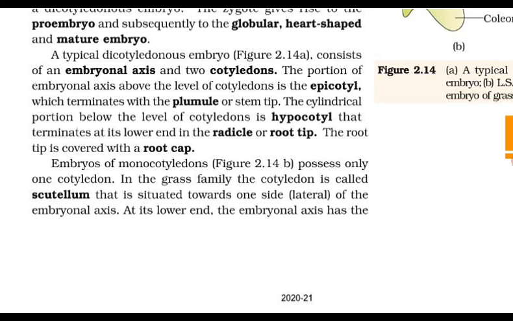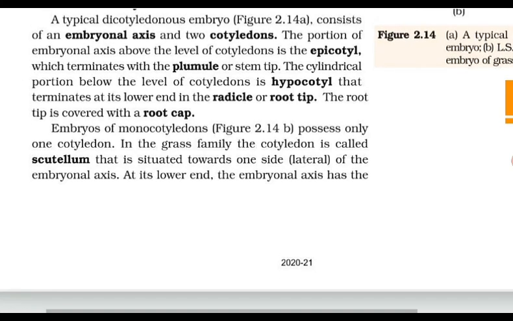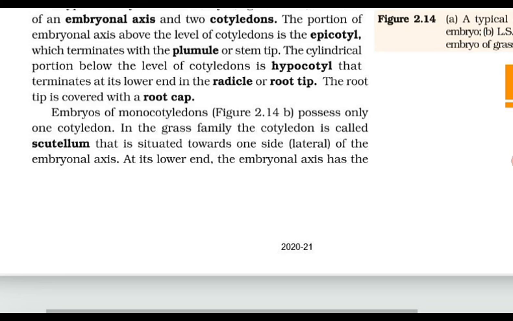When the stigma of the bagged flower attains receptivity, mature pollen grains collected from anthers of the male parent are dusted on the stigma, and the flowers are rebagged and the fruits allowed to develop.